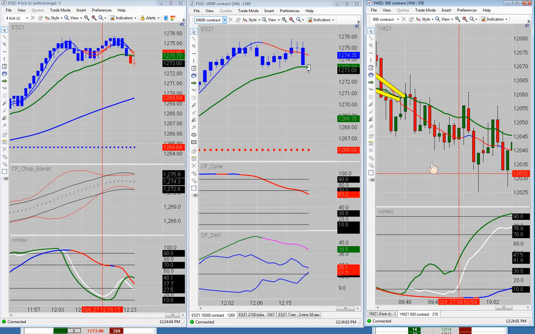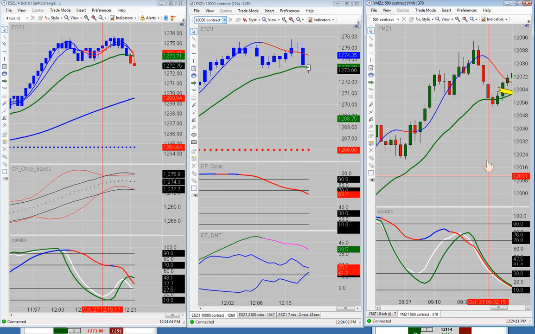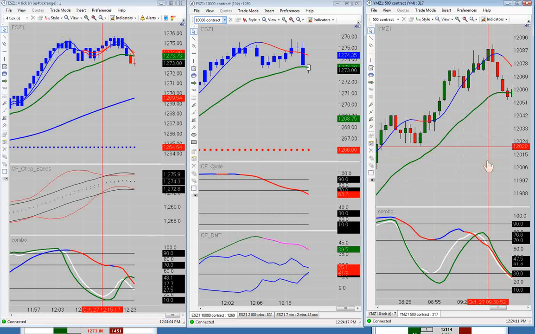All right, that was the first trade that we took. We actually ended up losing 1 tick on that trade. It didn't stop me at break even. It stopped me at minus a tick. And the second trade that we took, nope, this is back to the first one right here.